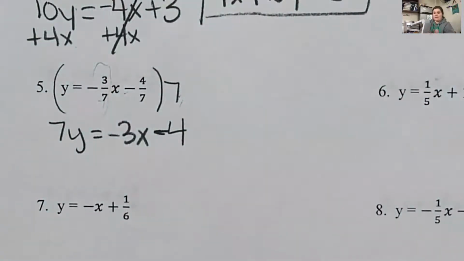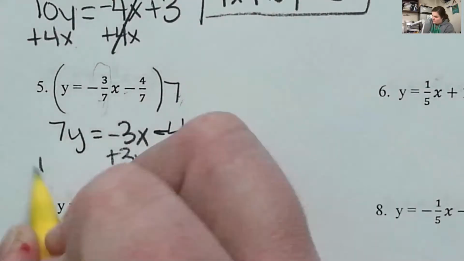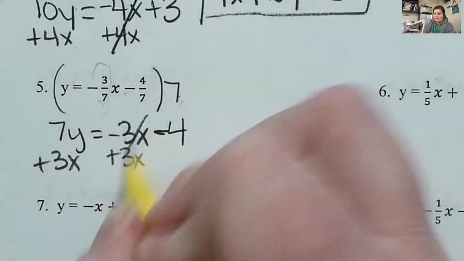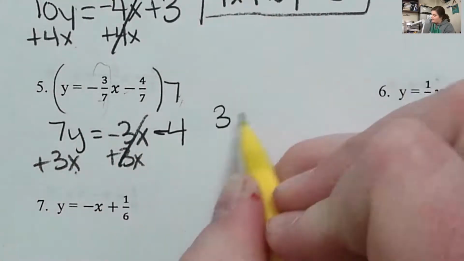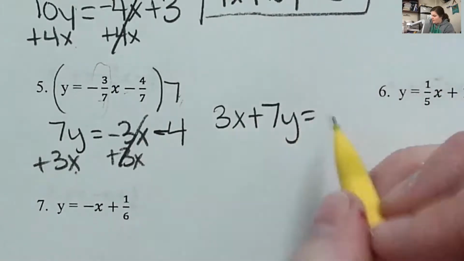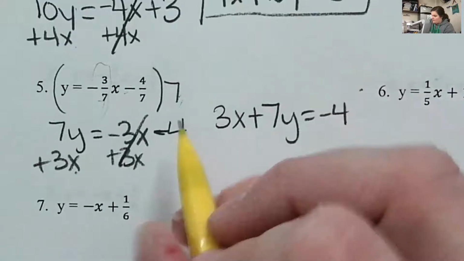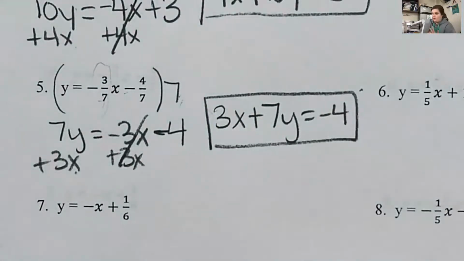Okay, get all my x's and y's to one side. So I'm going to add that 3x over. I can't put those together. Those are not like terms. So I'm going to write the x first. I have 3x plus 7y equals, what was on this side? -4. All my x's and y's are on one side. There are no fractions, and the number in front of the x is positive.